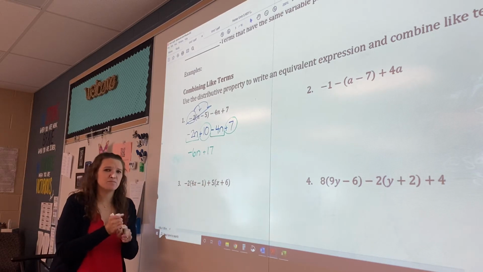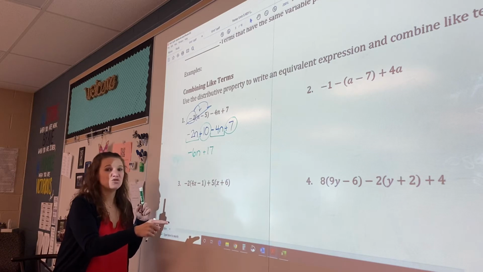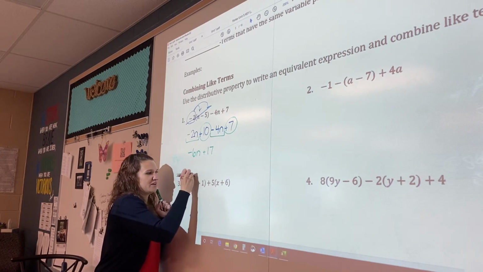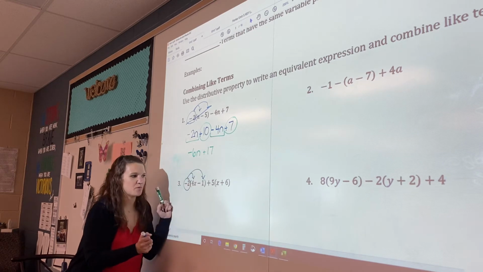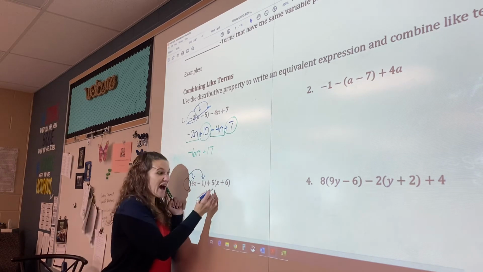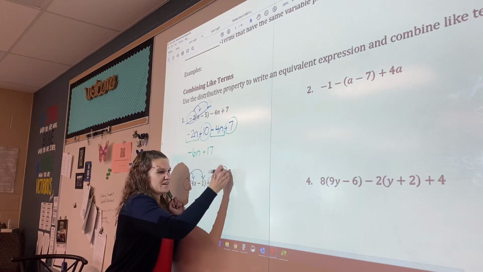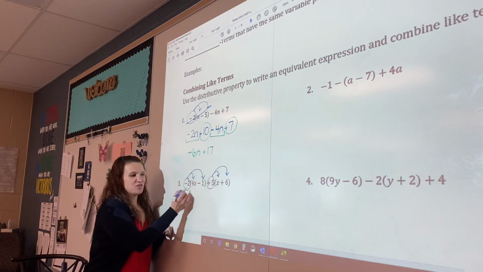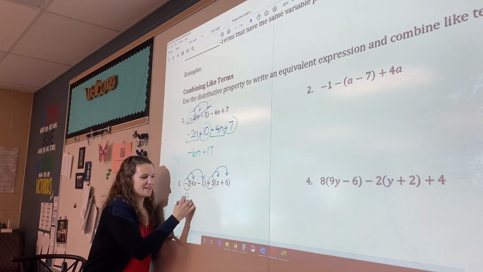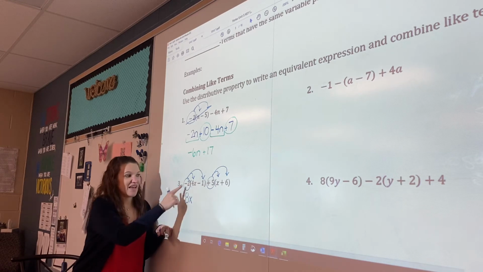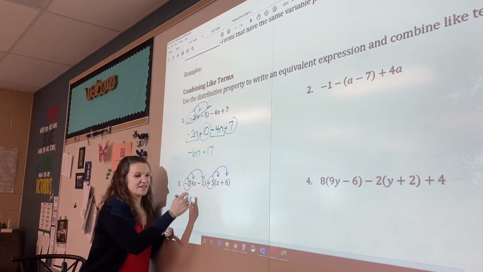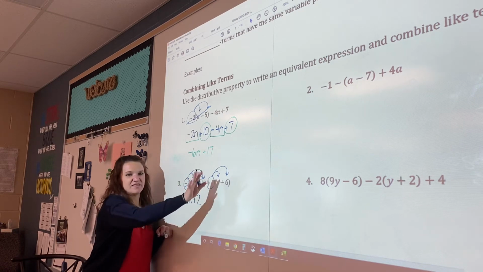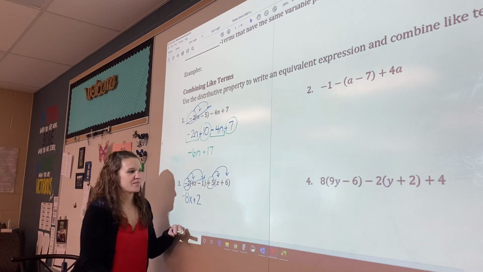This one looks very similar, but we're going to have to distribute in 2 places first. So this -2 is going to be distributed to all terms inside my parentheses. Same thing with the +5. I'm going to distribute to everything inside those parentheses. So -2 times 4x gives me -8x. -2 times -1 gives me a +2. That's simplified. Let's work this out and bring it down.